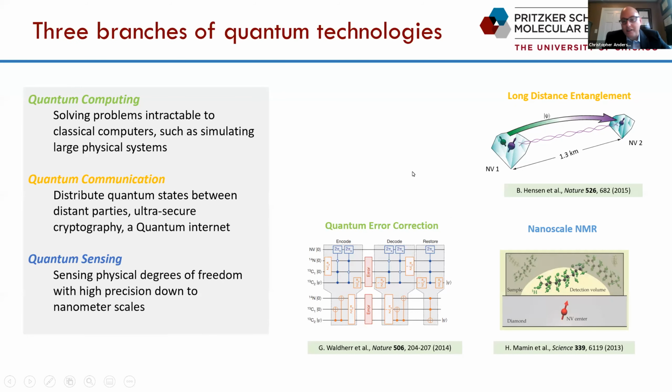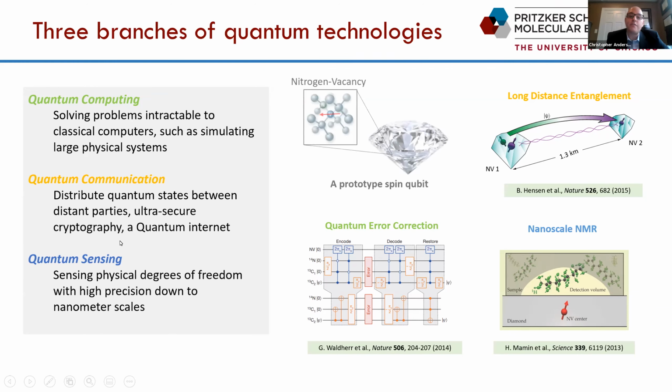When I say this word quantum technologies, what do I mean? Well, there are three major branches that one can think of: quantum computing, quantum communications, and quantum sensing. All three of these major areas have had proof of principle, groundbreaking experiments with the nitrogen vacancy center in diamond, which is a missing carbon atom next to a nitrogen substitutional impurity in the diamond lattice. That's really the prototype spin qubit that has done everything from small scale quantum error correction to nanoscale NMR to distributing entanglement over large distances.